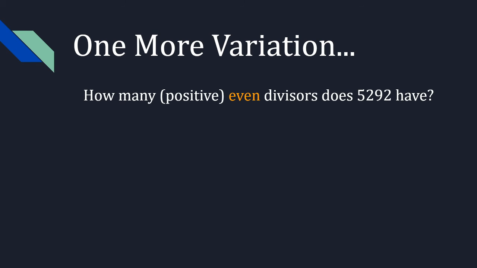So let's try another variation. Now we're just thinking about positive again, right? How many positive even divisors does 5,292 have? Okay, I'm going to let you think about this one on your own. It might take a bit of thought if you haven't done this much before, and that's completely okay. But I think if you understood the previous ones, you should be able to get to this one most likely. Otherwise, maybe we'll visit it again in a future video. Otherwise, on to the next problem.